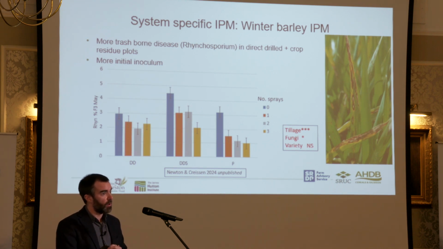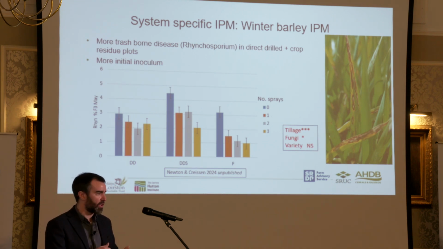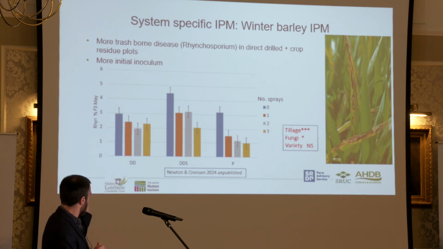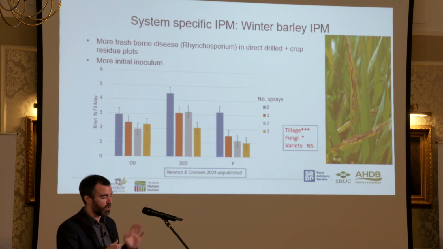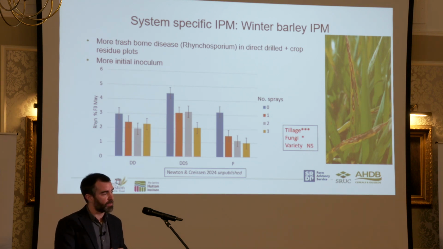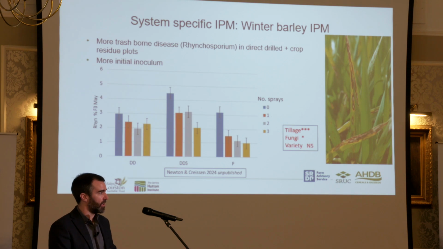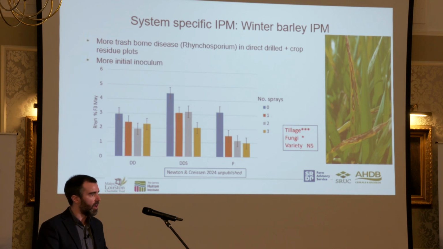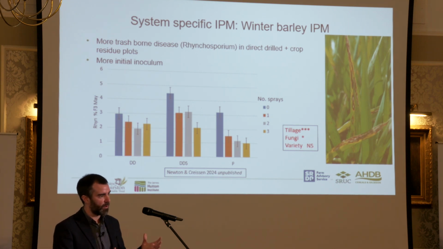So perhaps no surprise there that when we look at Rhynchosporium very early in the season, those that are direct drill, whether they've got straw raked off or the straw remaining, there's more Rhynchosporium in these plots, and that makes sense. There's more trash on the surface, there's more initial inoculum. So certainly early in the season, there's more Rhynchosporium.